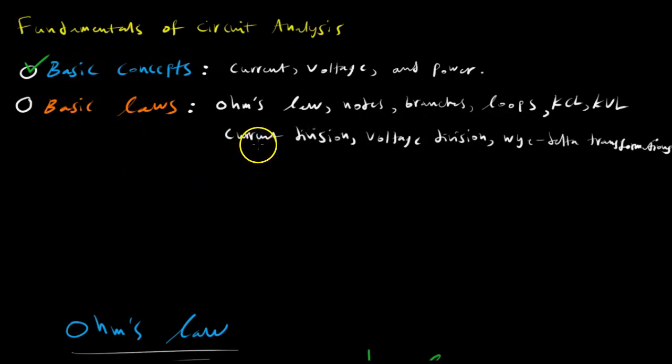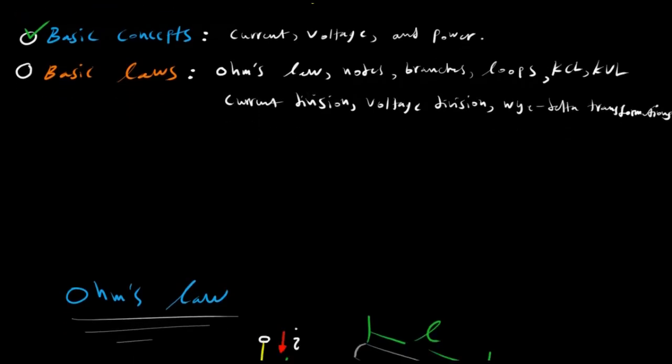So the first thing is Ohm's law. We want to look at the relationship between current, voltage, and resistance. Then the nodes, branches, loops in circuits. Kirchhoff's current law, KCL. Kirchhoff's voltage law, KVL. Current division, voltage division, and Y-delta transformations and delta to Y transformations. So let's start right off here with Ohm's law.